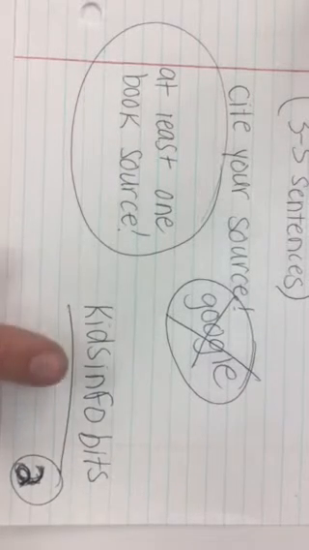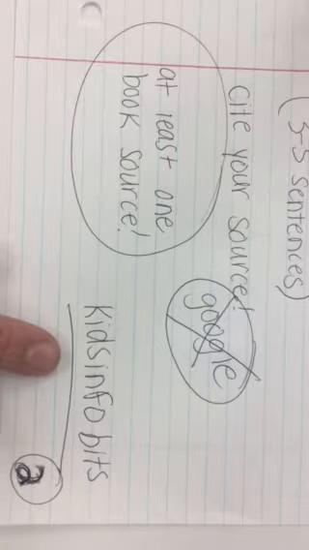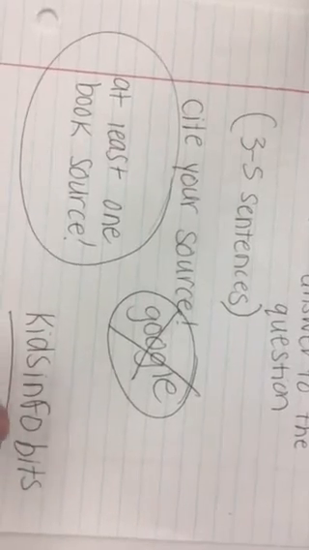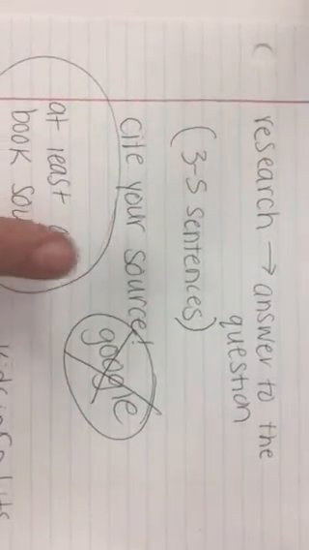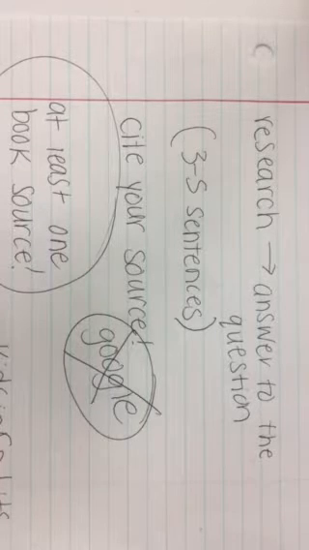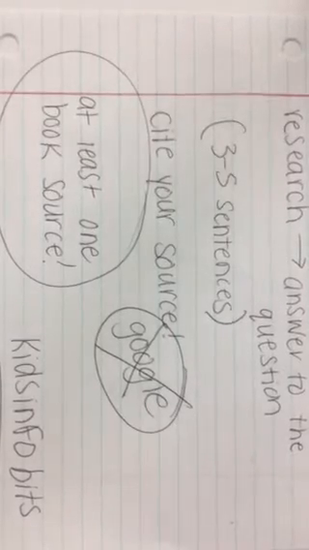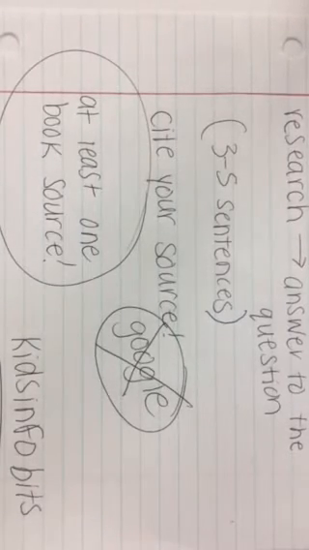Now, if you find your information from Kids Info Bits, when you're citing your source, are you citing Kids Info Bits? No. No, Kids Info Bits is just like Google. It's a way for you to find books. If you find a book on Kids Info Bits, when you cite your source, you need to write the name of the book and the author. Somebody repeat what I just said. Andrew? If you find the book on there, put the name of the author. You need to put the name of the book and the author, not just Kids Info Bits.